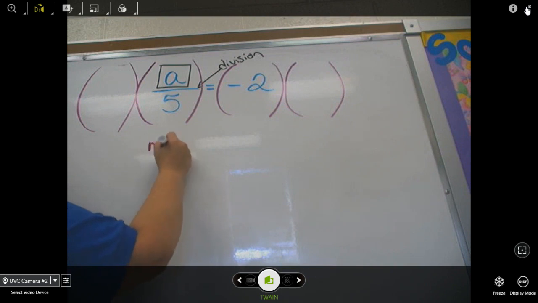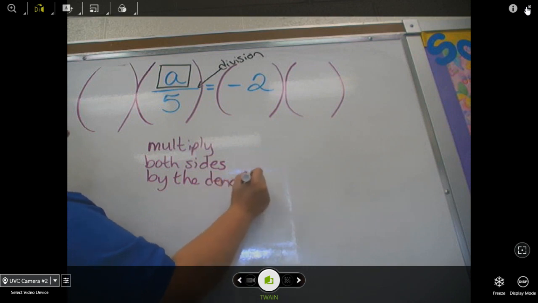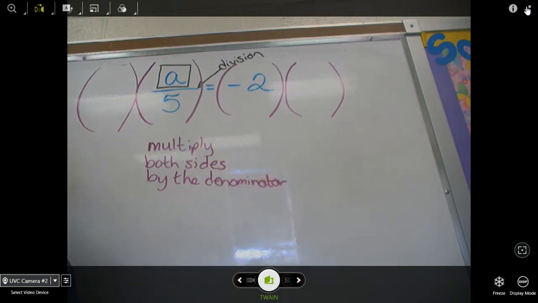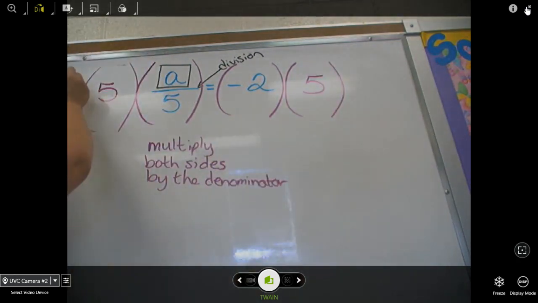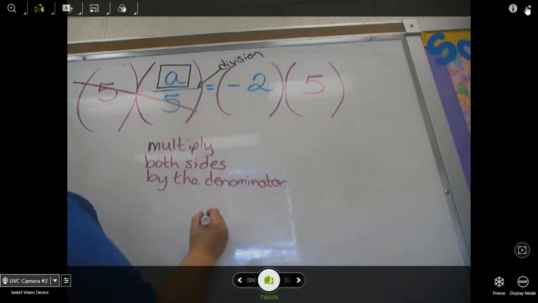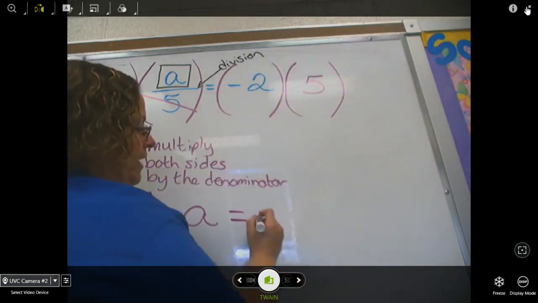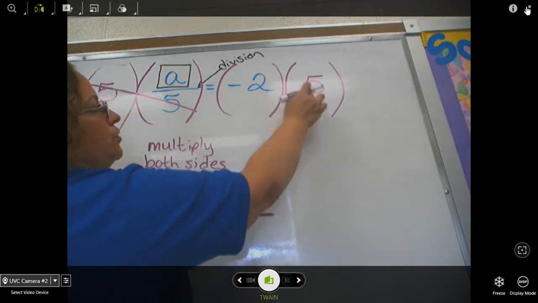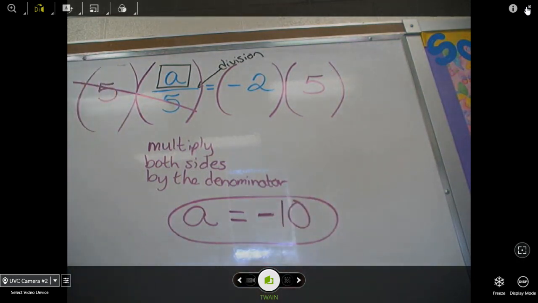So you multiply both sides by the denominator. That's what you're going to do. So I'm going to multiply by 5 here. I'm going to multiply by 5 here. What happens? These 5s cancel out, which leaves me with A equals. A negative times a positive is always negative. We learned that with our sign rules. 2 times 5 is 10. So your answer is A equals -10.